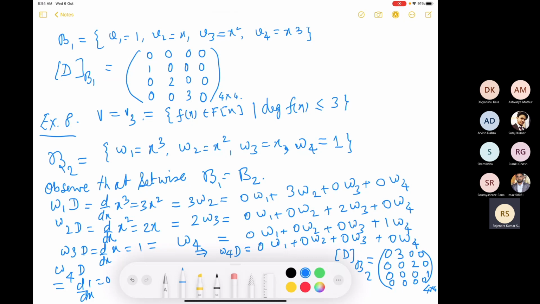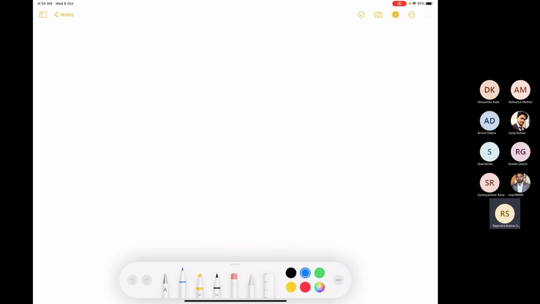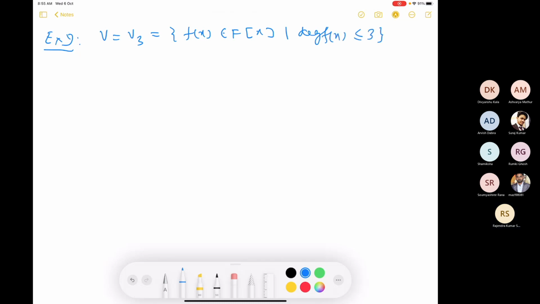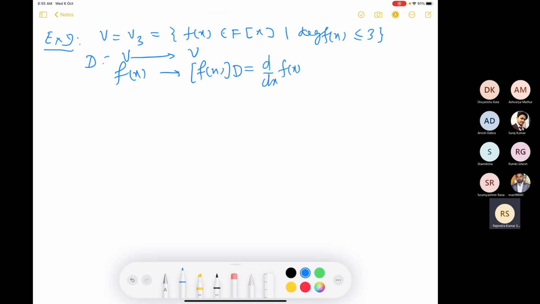Say for example, if you take one more basis, say B3, example 9. The same vector space V as V3, the set of all polynomials with degree of f(x) at most 3. And again D from V to V takes f(x) to f(x) under D, the derivative of f(x) with respect to x. And let us take the basis B3. You can check that this also is a basis.